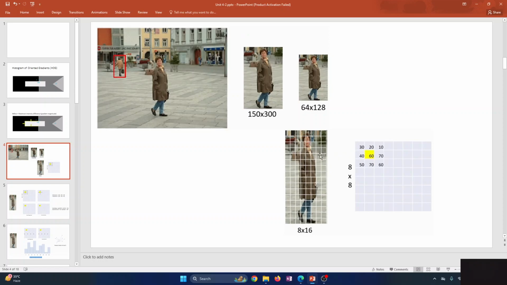Now what it does is it considers only x direction and y direction. Are you getting what I'm saying? It only considers x direction and y direction. So if I'm considering this pixel, the pixel 60, if you can remember, we discussed the four connectedness, right? 40, 70 and 20 and 70. So only these values will be considered.